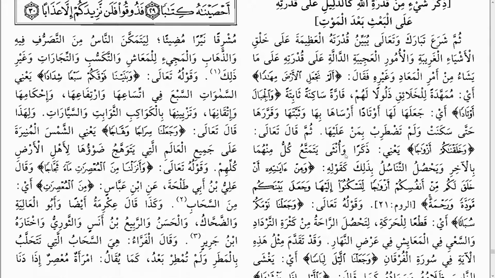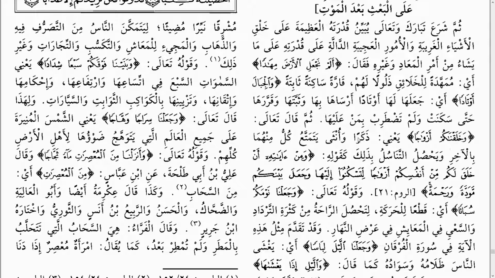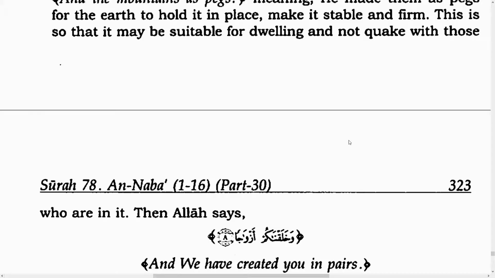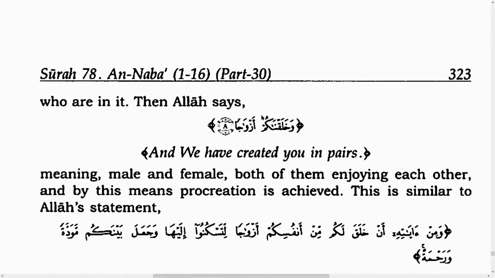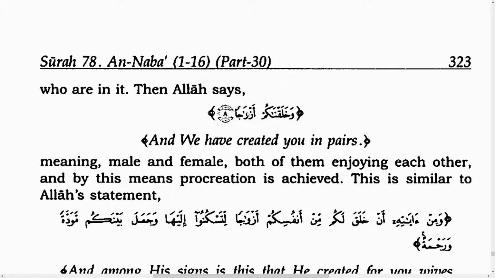And then Allah subhanahu wa ta'ala talks about, Allah says, "وَخَلَقْنَاكُمْ أَزْوَاجًا." It talks about us, about human beings. So the earth came, then the mountains came, then he goes to the smaller, the people. "خَلَقْنَاكُمْ أَزْوَاجًا." The earth, the mountains, so from the big to the small. It's fun.